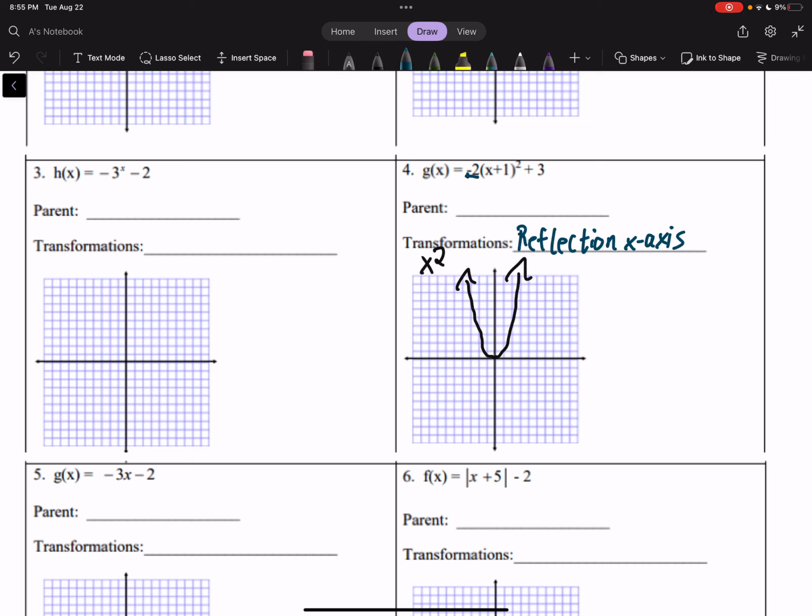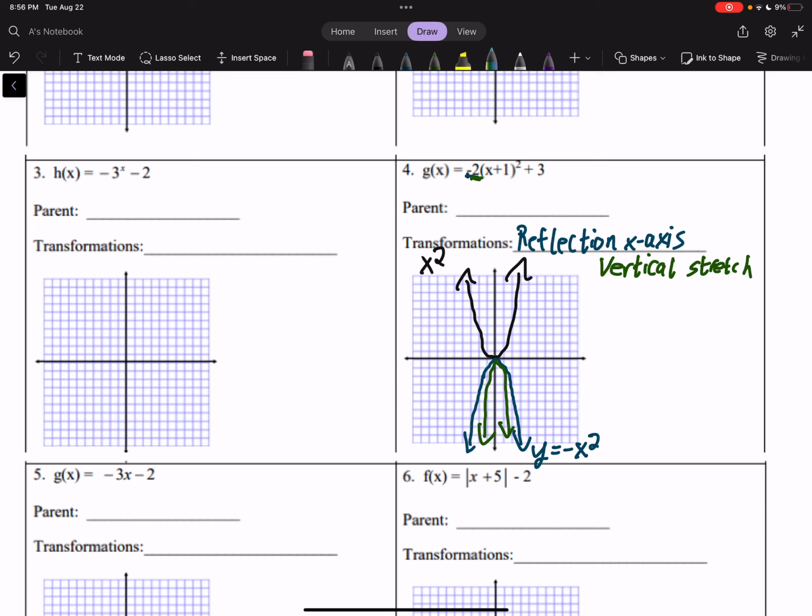So now our graph looks like this. This is y equals negative x squared. The 2 is going to make it go in towards infinity faster. This is a vertical stretch. So it's going to look something like that. And yes, I'm just guesstimating. Alright.